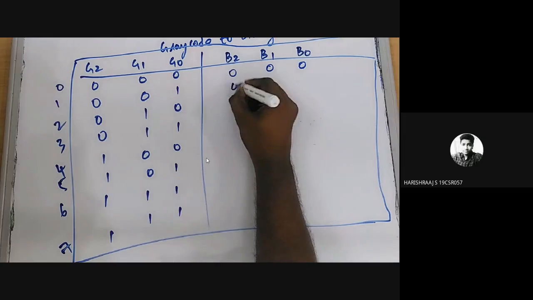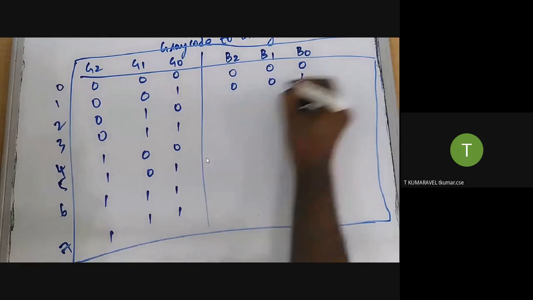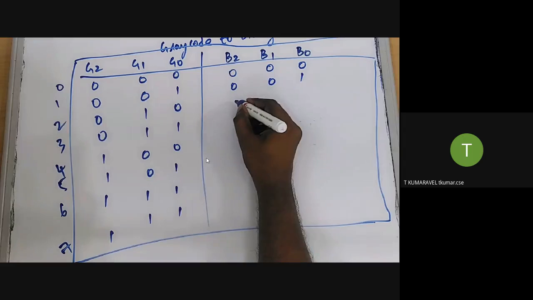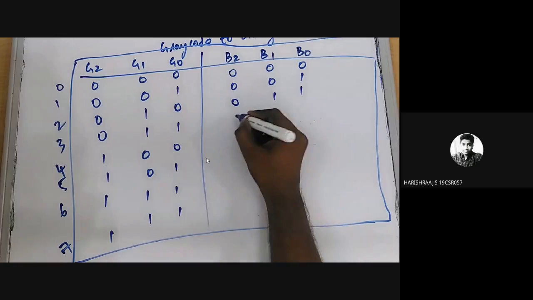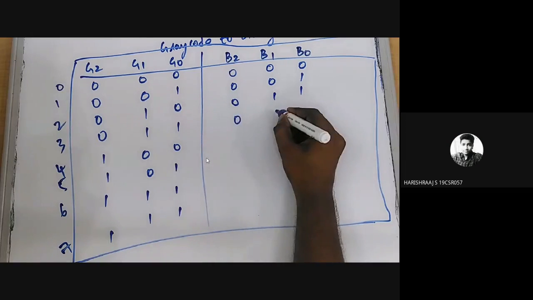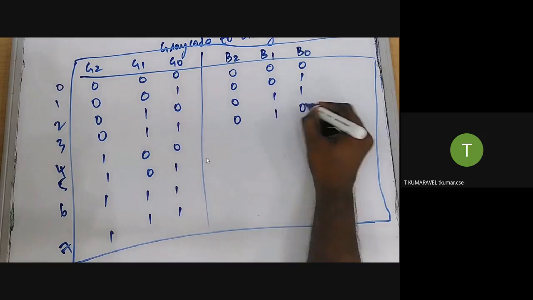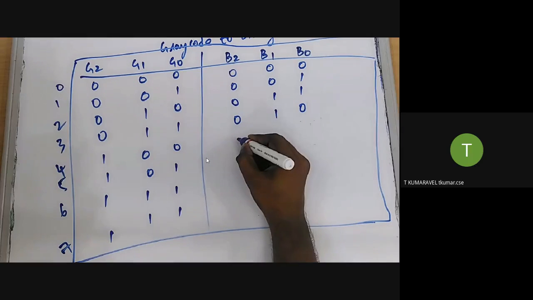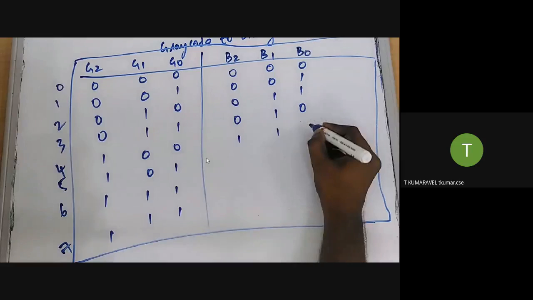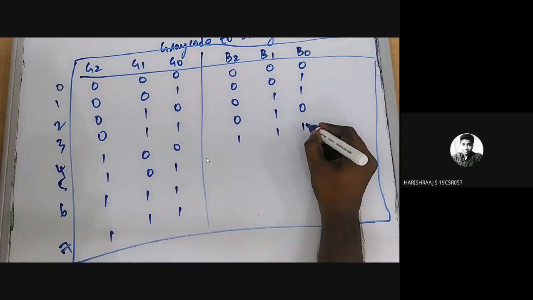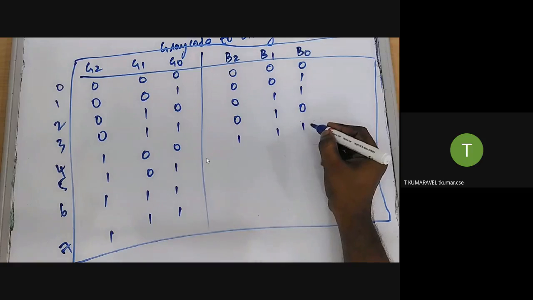0, 0, 1. Okay, it's correct. What about the next one? 1, 0, 1. Okay, what about the next one? 1, 0. Okay, it's correct. Next one: 1, 1, 1, 0. 1, 1. It's a 0, sir. Can I check it?